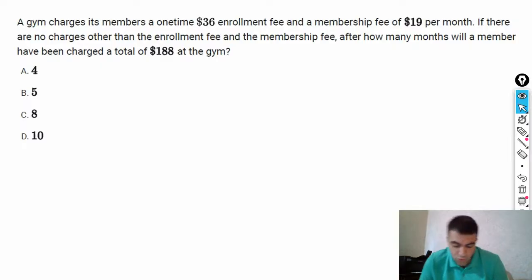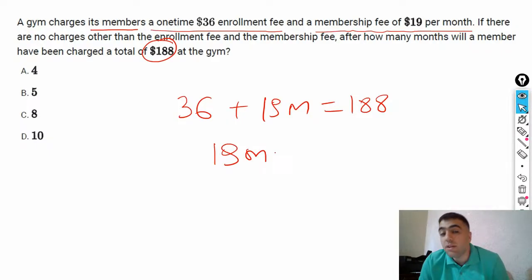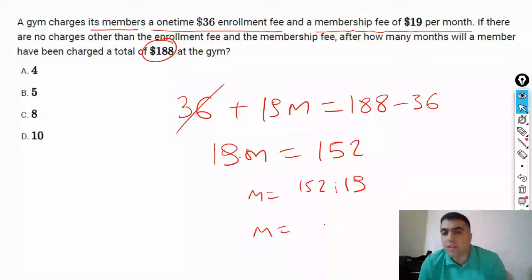Okay, let me explain for you, Farid. The gym charges its members a one-time 36 enrollment fee. This is per month, 19m. This is equal to 188. Let's solve this equation. 19m is equal to, we should subtract at the right side. This is 152. We get 8, right? This is C.